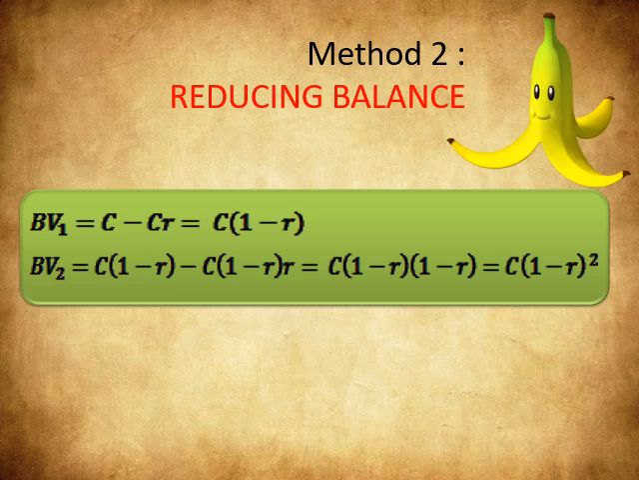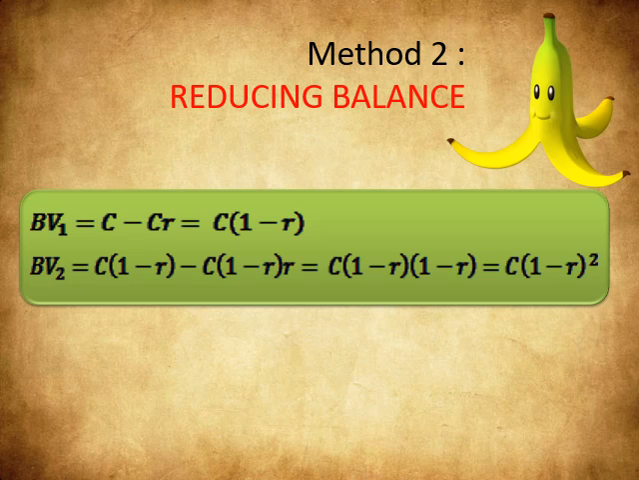So after 1 year, the car will depreciate as much as 20% times 36,000. That's why we have C times R. So the book value after 1 year: 36,000 times the rate of depreciation 20%. You get the value, and then you do 36,000 minus that.